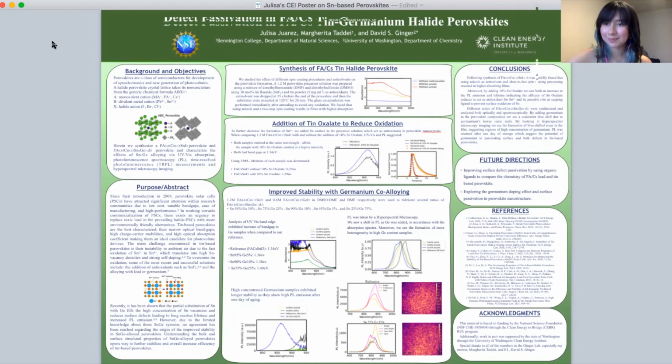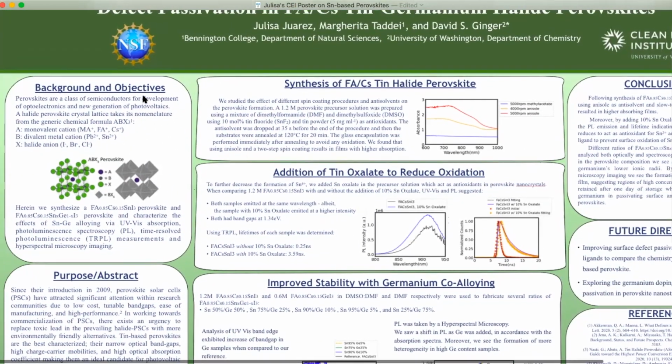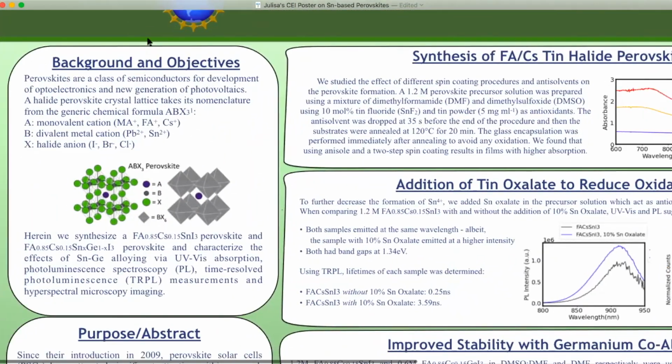So let's get started. First of all, perovskites are a class of semiconductors that are very useful for optoelectronics, and they're part of a new generation of photovoltaics. A halide perovskite crystal lattice has a generic chemical formula of ABX3, where A is a monovalent cation, B a divalent metal cation, and X a halide anion.